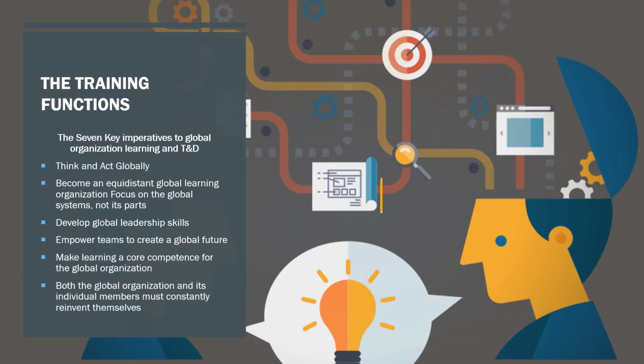Training and development programs need to stop the departments that operate independently and avoid sharing information. The departments also need to stop boundaries between countries. They must focus on the global organization as a whole.